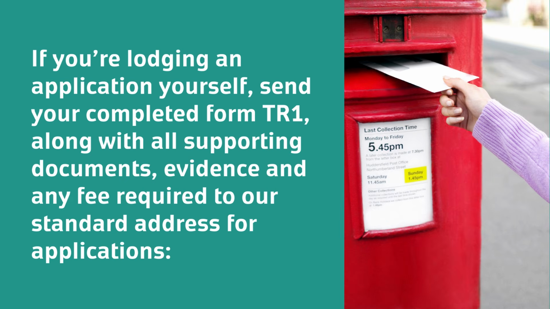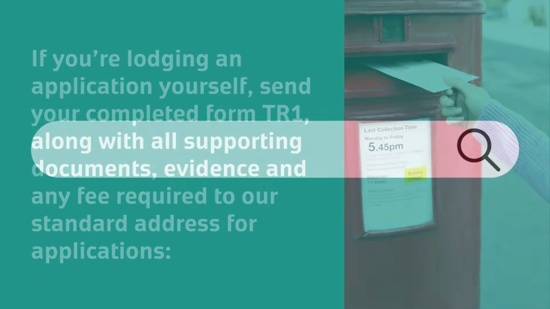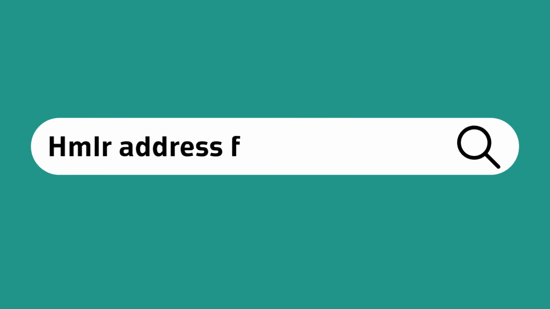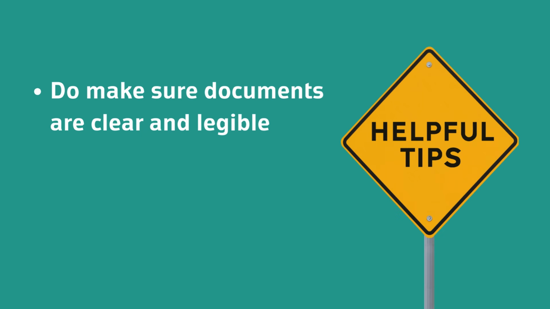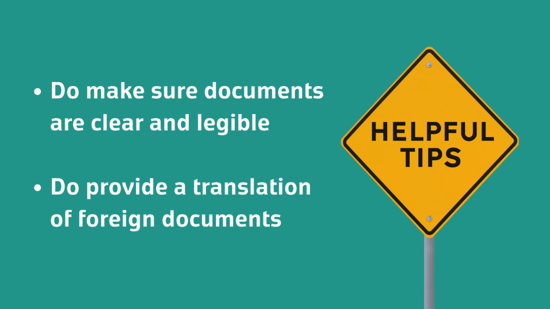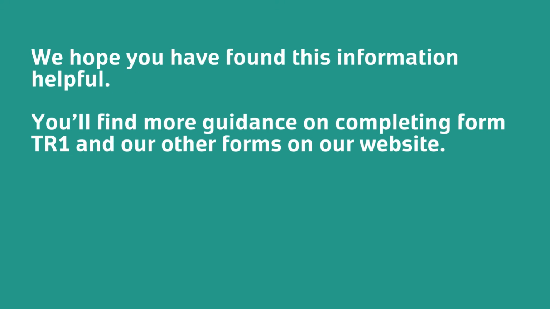Send your completed forms, along with all supporting documents, evidence, and any fee required, to our standard address for applications. Simply type HMLR address for applications into your browser and scroll down to HM Land Registry Citizen Centre. A couple of other tips before we go. Please make sure that documents are clear and legible, and provide a translation into English or Welsh if you are submitting foreign documents.